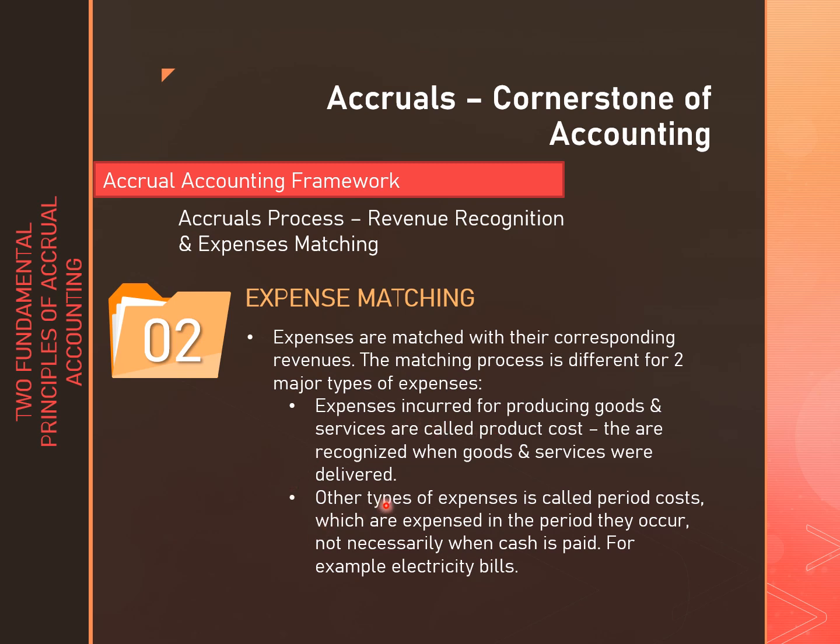Next adalah the other type of expenses is called period cost. Period cost ni kita akan incur dalam tempoh masa accounting period kita tu lah. So it's not necessarily when the cash is paid. For example, electricity bill. So electricity bill incurred for the month, dia akan dibayar mungkin pada hujung bulan. Tapi you incur expenses tu sepanjang bulan. Okay, so it is based on the period.